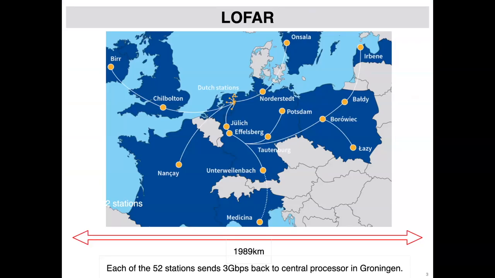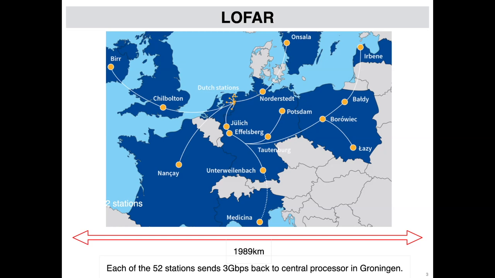Now, this telescope is centered in the Netherlands, but we have stations similar to the one I showed throughout Europe, up to 2000 kilometers apart. And this means this telescope can image the sky at an incredibly high resolution, because the data from all of these telescopes is combined together, allowing us to get sub-arcsecond scale imaging of the sky, which is comparable to a good optical telescope.